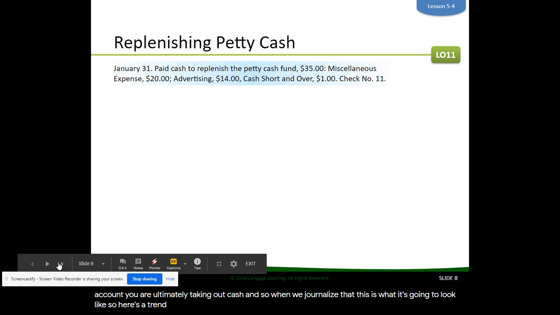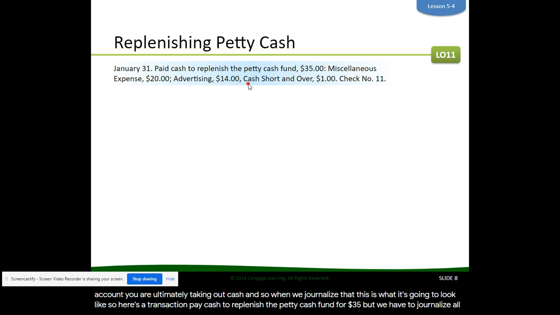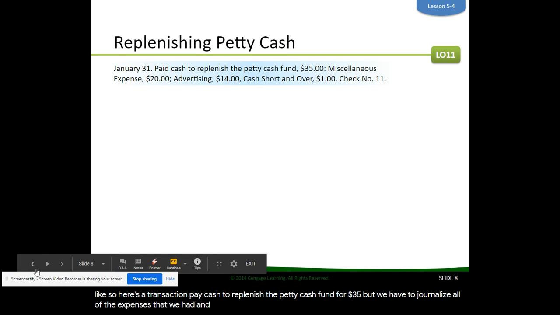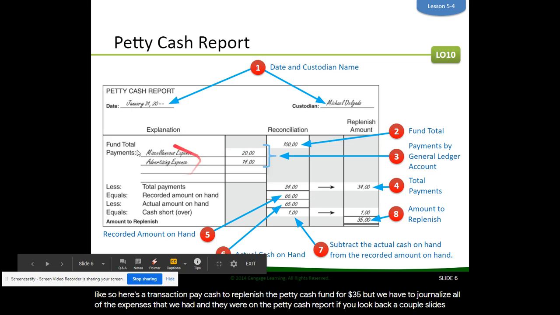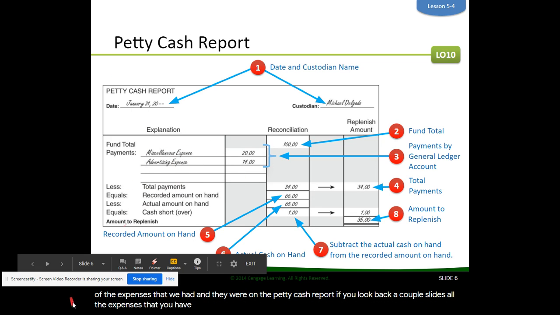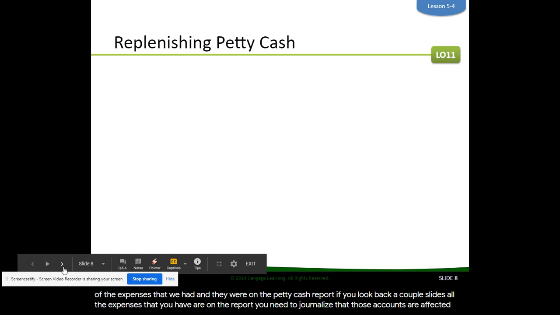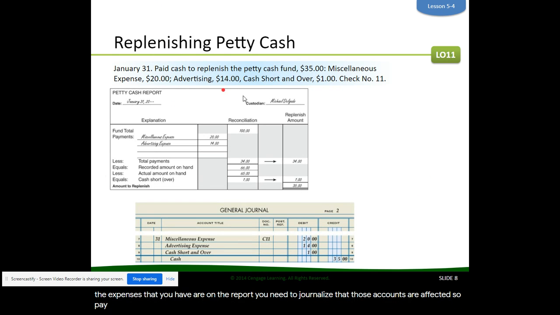So here's the transaction: pay cash to replenish the petty cash fund for $35, but we have to journalize all of the expenses that we had, and they were on the petty cash report. If you look back a couple slides, all the expenses that you have are on the report. You need to journalize that those accounts are affected. So pay cash to replenish the petty cash fund for $35. The expenses were miscellaneous expense and advertising expense. Cash short and over was $1.